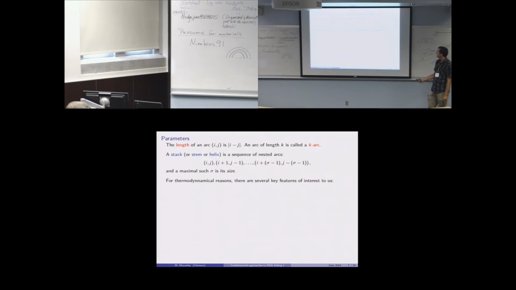what a stack is. So for thermodynamical reasons, there are several key features of interest to us. Two things in particular. The minimum loop size, or the minimum arc length, that parameter is called lambda. And also the minimum stack size. It is common to assume that sigma is equal to 2, and lambda is 3 or 4.